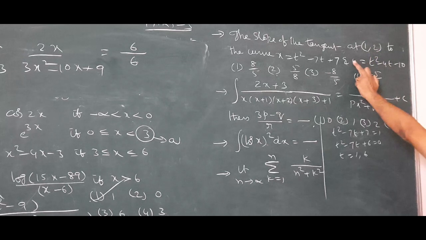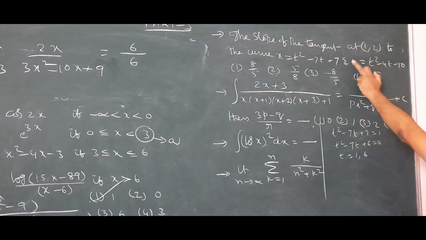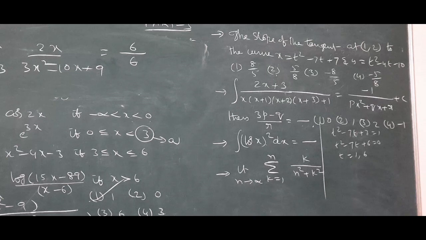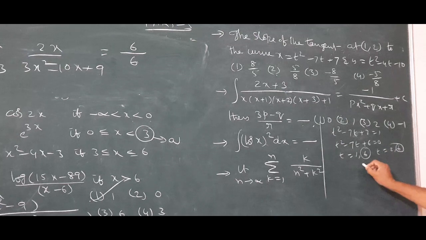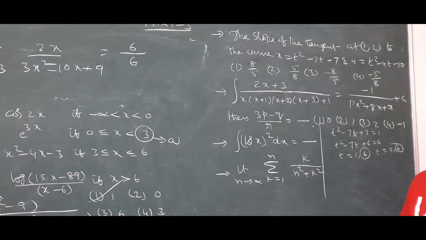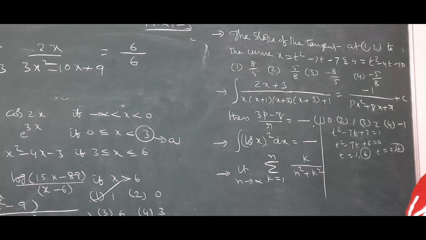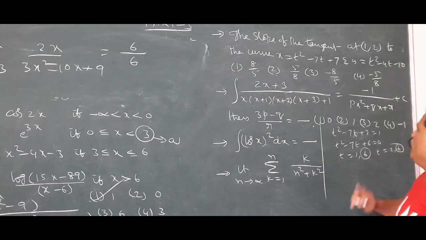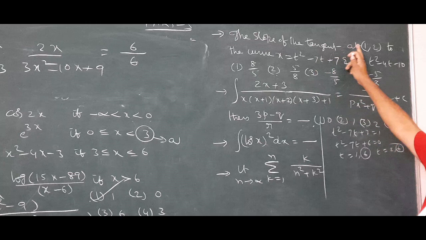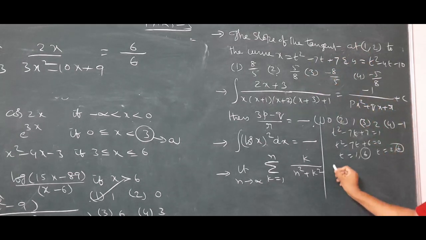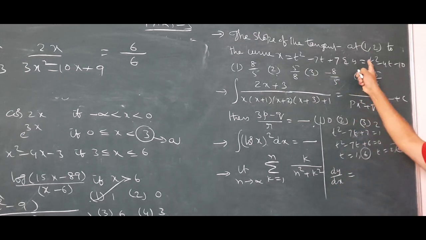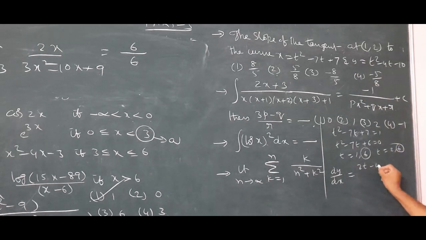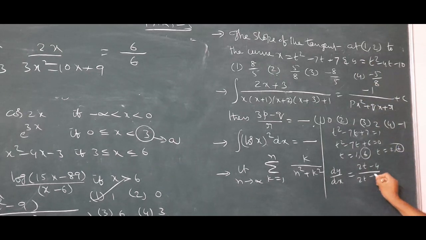If you substitute y equal to 2, we get t² minus 4t minus 12. By solving that, t equal to 2, 6. 6 is the common. So t equal to 6. Now differentiate these two and find dy by dx. dy/dx equal to (dy/dt) by (dx/dt). That means (2t minus 4) by (2t minus 7).